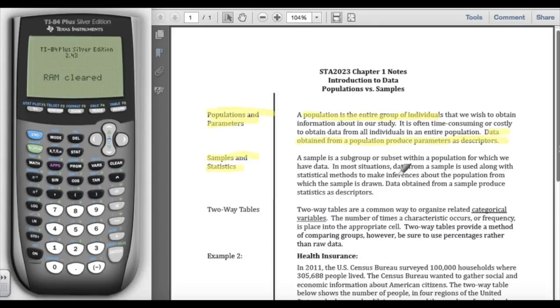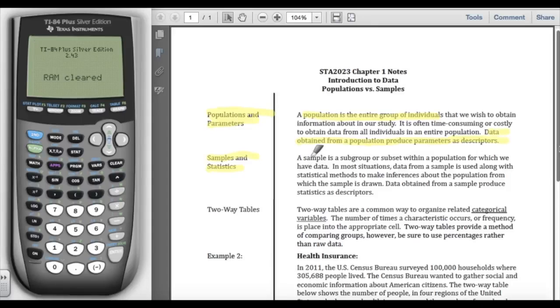So if I can somehow talk to every single student who attends TCC, and I can ask them what their GPA is and find that average GPA, that's a parameter because it's coming from all students.